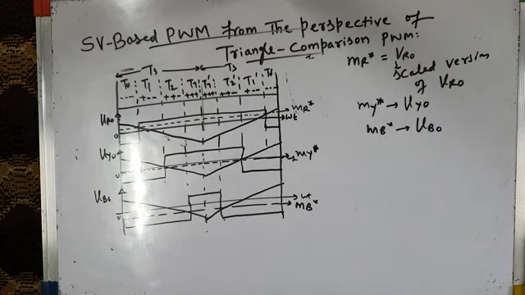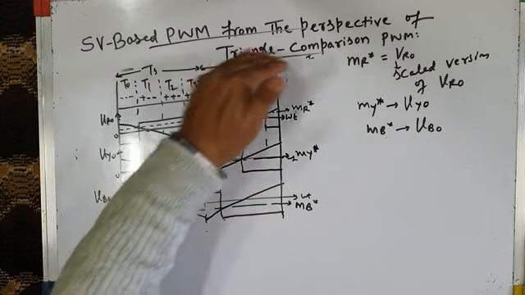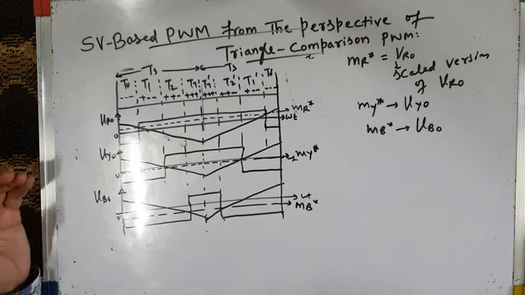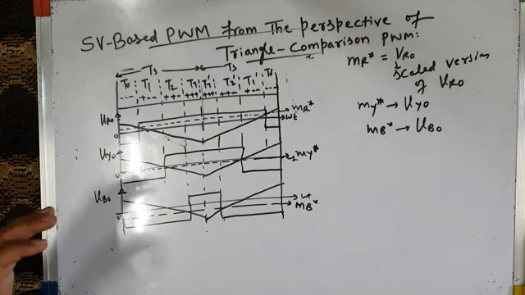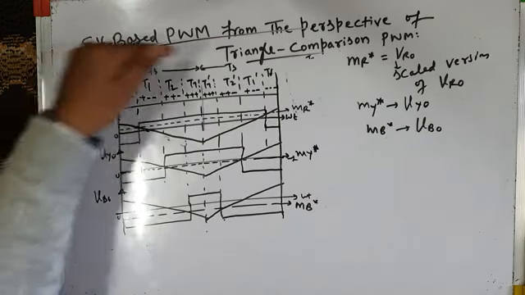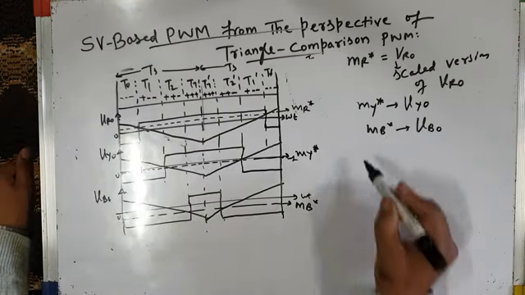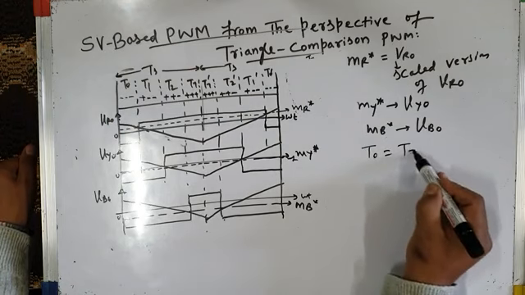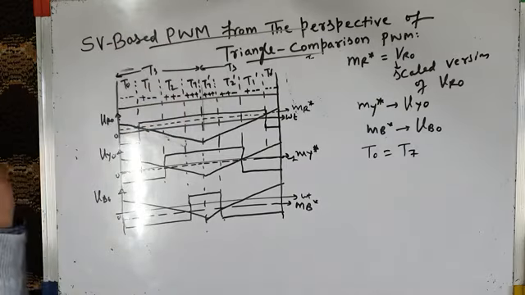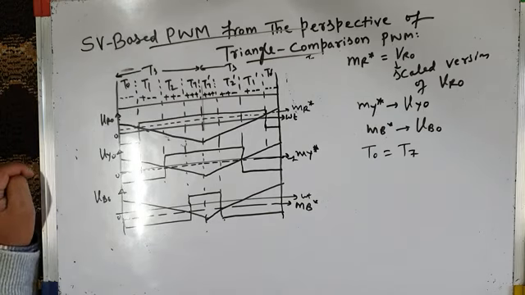So therefore, when we study the space vector based PWM approach from the perspective of triangle comparison PWM, it tells us that it is possible to generate the same switching sequence as generated by space vector based PWM. Say, for example, this is the switching sequence in sector 1, and simultaneously it is also possible to make T0 equal to T7, the null vector times, distributed equally between V0 and V7.